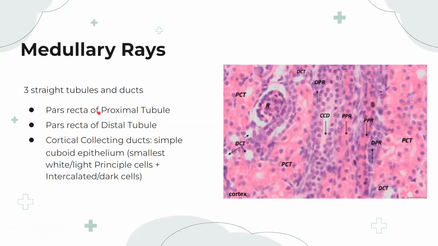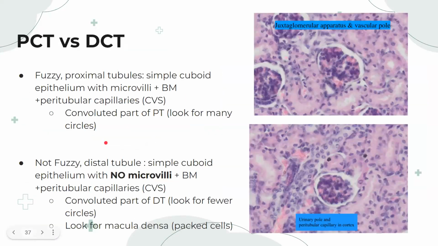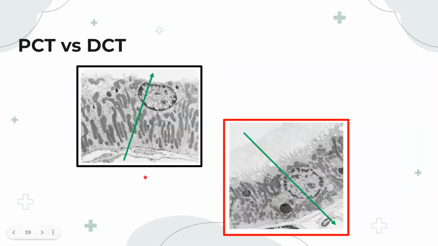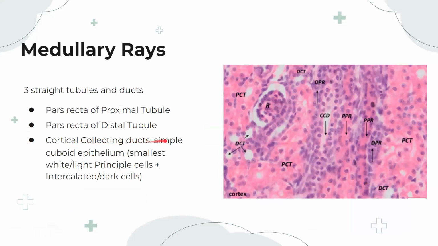This is also known as the thick descending limb of the loop of Henle. The pars recta of the distal tubule can also be considered the thick ascending portion of the loop of Henle. And then lastly, the cortical collecting ducts. First of all, the pars recta have the same histology as the actual proximal tubule, which we talked about was, again, simple cuboid, and it's important to know the microvilli and no microvilli difference. And then lastly, the cortical collecting ducts have simple cuboid epithelium once again, and the cortical portion of the collecting ducts have light and dark cells, or the principal or intercalated cells.